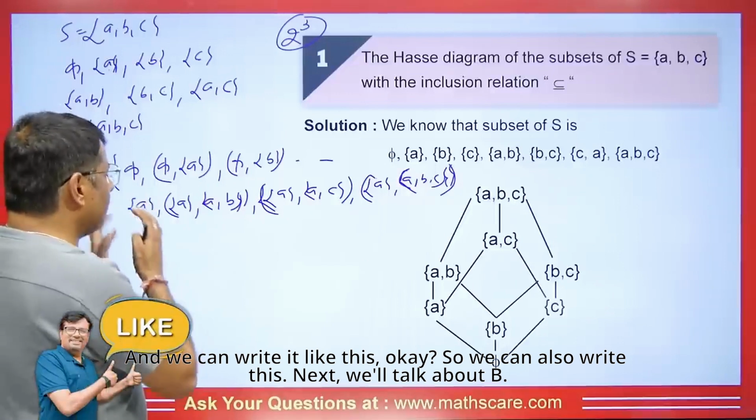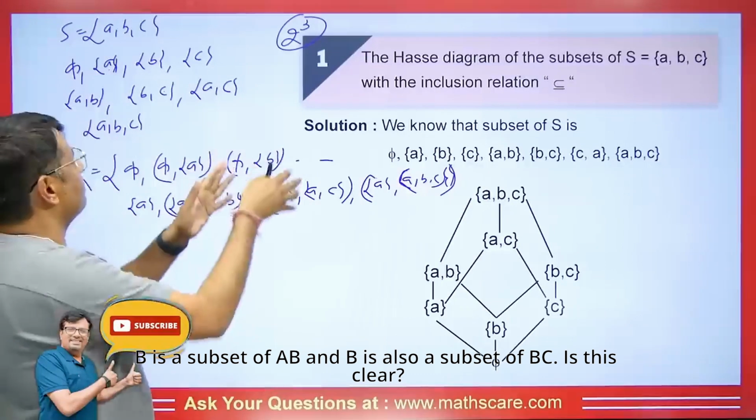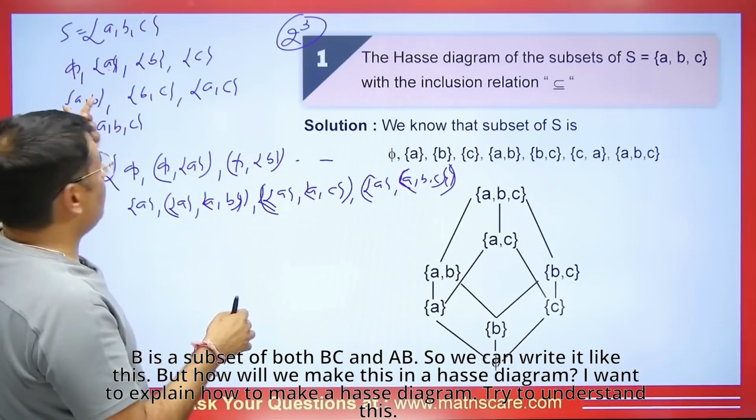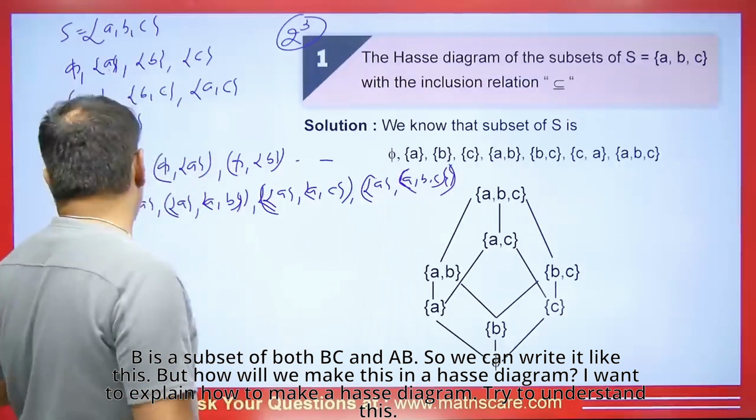Next, we'll talk about B. B is a subset of AB and B is also a subset of BC. Is this clear? B is a subset of both BC and AB. So we can write it like this. But how will we make this in a hash diagram? I want to explain how to make a hash diagram.